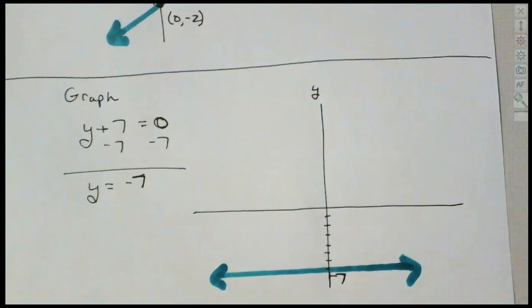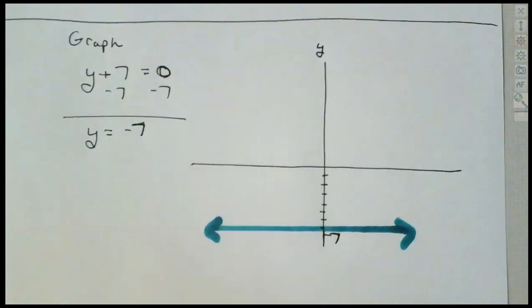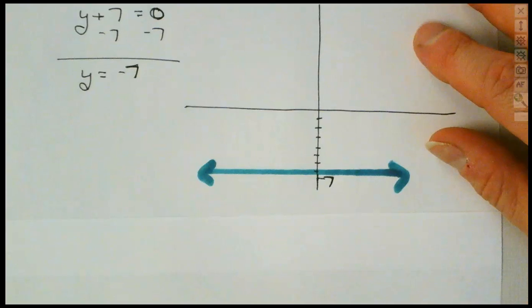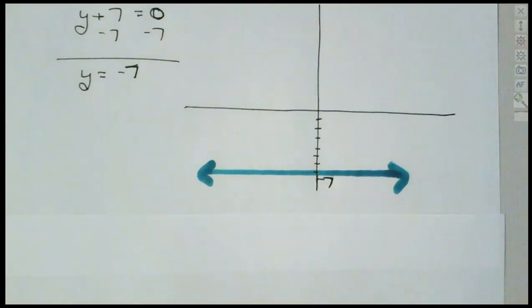So if it's a Y line, then you simply solve it for Y, find out where it's at, make a horizontal line. X lines are going to have an undefined slope, and they're going to be a vertical line.